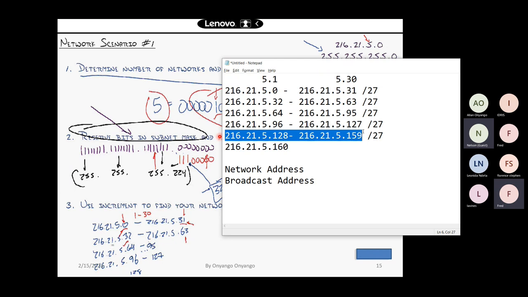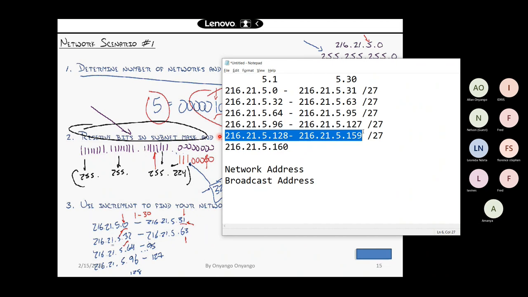158. Very good. What is the second usable address? Second usable. 130. Very good. A network address? And 28. Broadcast? 159. Very, very good.